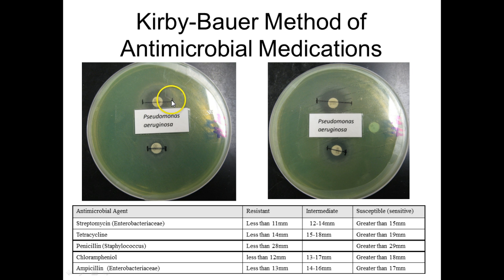Then we come back the next day, and we measure this zone of inhibition where the bacteria didn't grow. There's a table associated with this chart that will tell you how many millimeters you have to have for it to actually be sensitive. And I think only one of the antibiotics on here was it sensitive to. Okay, and this is penicillin right here.